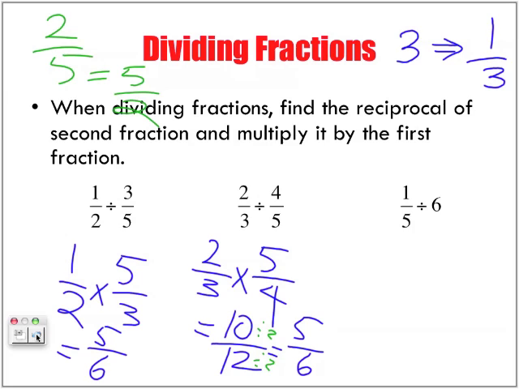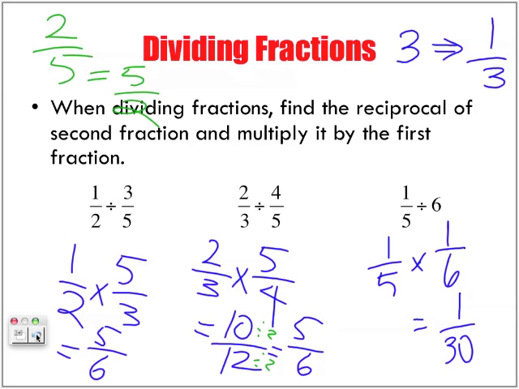And the last one here. 1 over 5 divided by 6. But 6 isn't a fraction. Right? Or is it? So the reciprocal of 6 is 1 over 6. So, when we multiply them, we get 1 over 30. And obviously, we cannot simplify that any further.